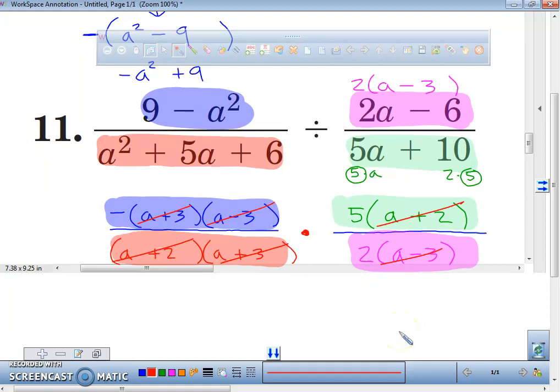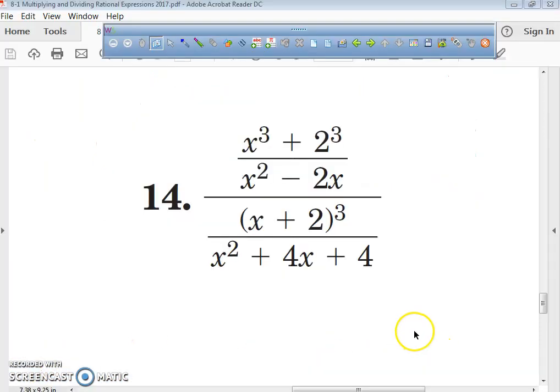What's left? What do we only have? A negative, a 5, and a 2. So your final answer is negative 5 over 2. That's your final answer. All right, the last problem we're doing today on this video is problem number 14.